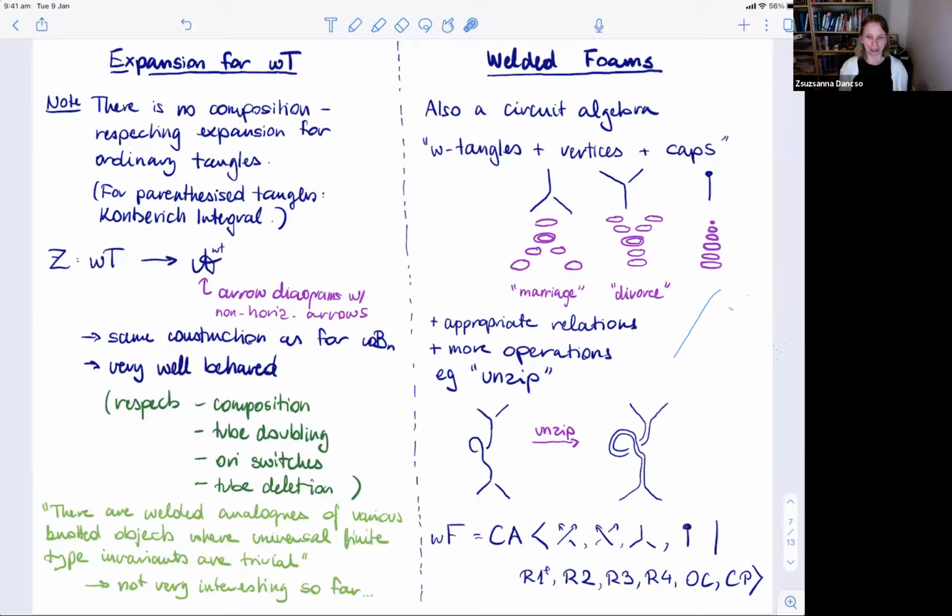So the next and last flavor of welded knot theory that I want to tell you about is called welded foams. So these are welded tangles which also have singular vertices and caps.